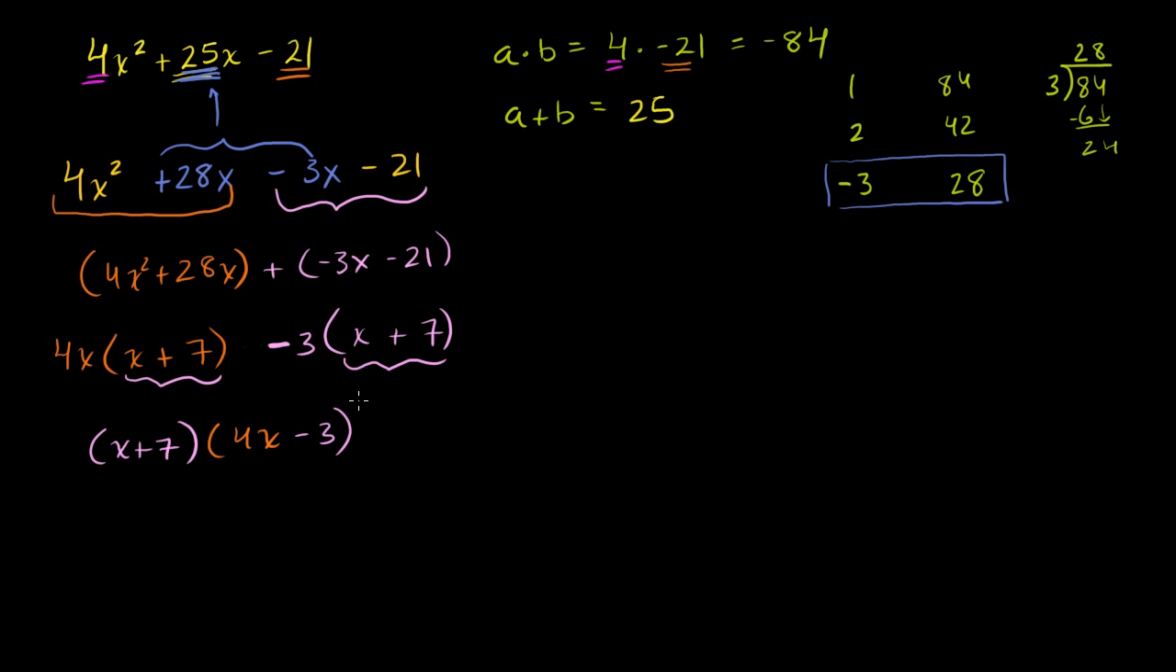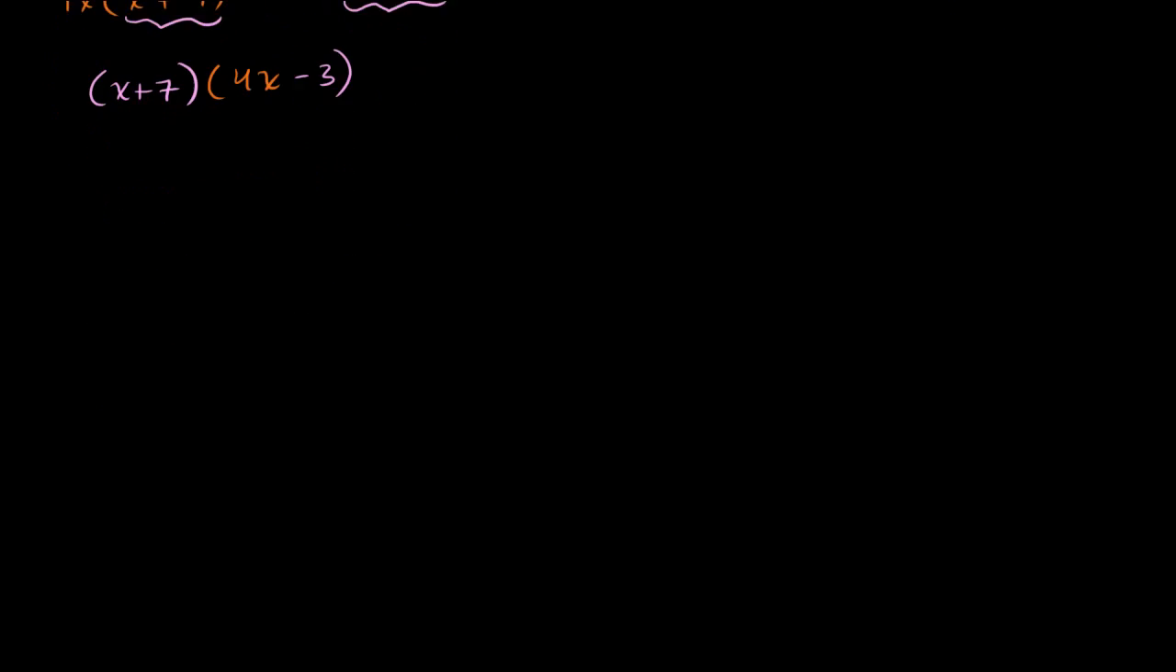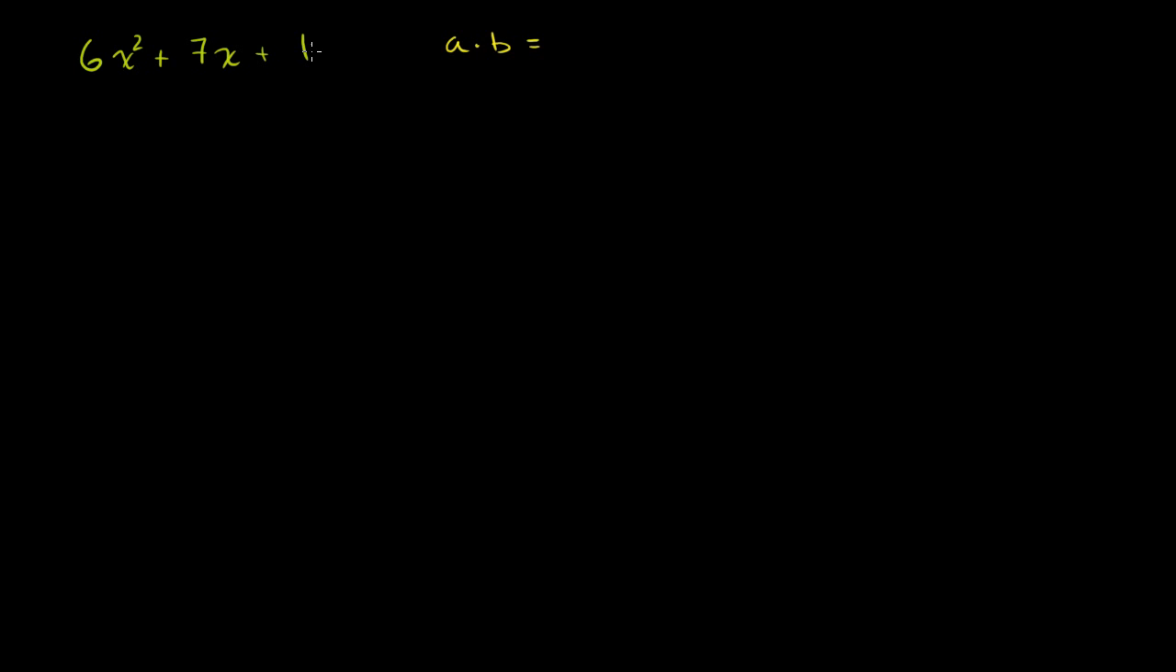Let's do another example of that, because it's a little bit involved, but once you get the hang of it, it's kind of fun. So let's say we want to factor 6x squared plus 7x plus 1. Same drill. We want to find a times b that is equal to 1 times 6, which is equal to 6. And a plus b needs to be equal to 7.